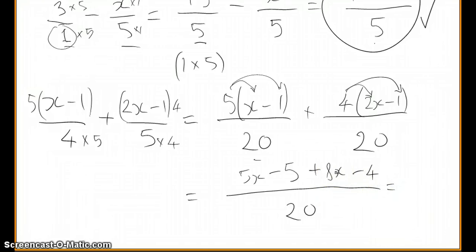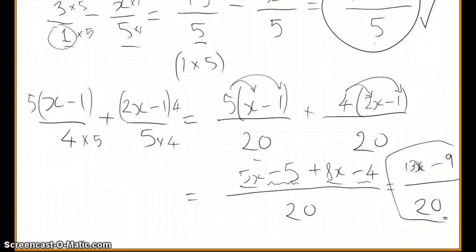Collect like terms, similar animals here. 5x plus 8x is 13x. That's an x. And then minus 5 minus 4 is minus 9 over 20. Can we simplify this anymore? No, we can't. That is the answer.